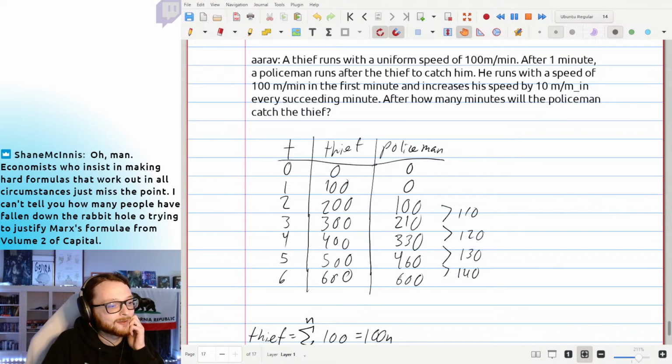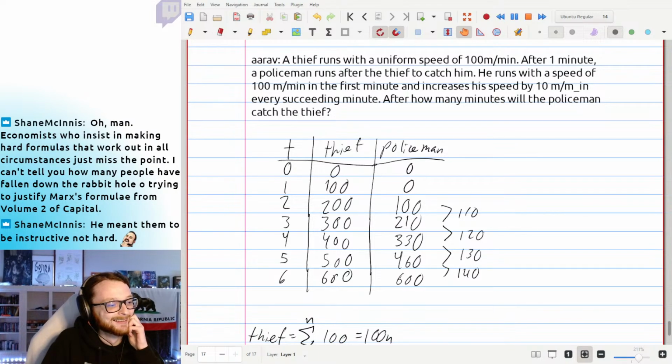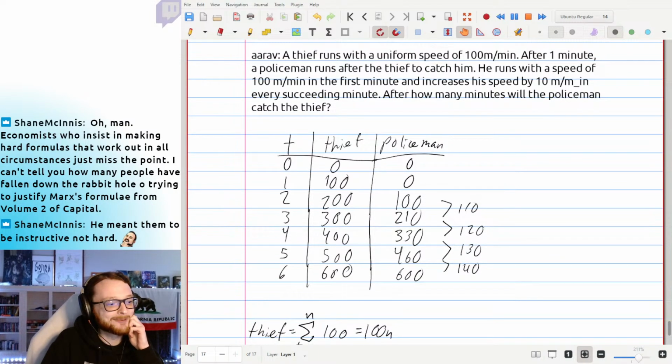Arav is asking, how do I speak fluent English? I was born in America. That's how. I very badly wish I could speak another language. I don't know how non-native English speakers do it.